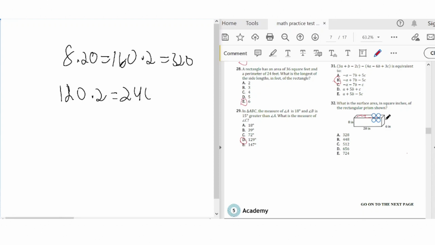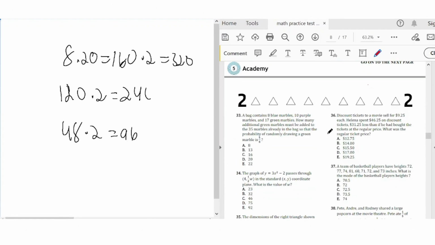Finally, these end caps right here, these tiny little rectangles that have a width of 6 and a length of 8, have an area of 48. Again, there are two of them, so we multiply by 2, and we get 96. Adding these all together in your calculator, you get 656.